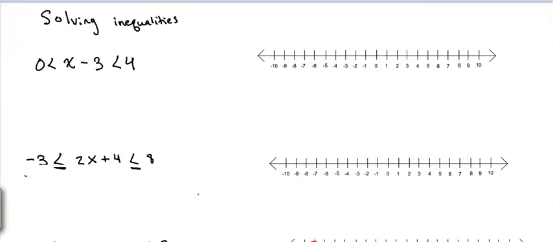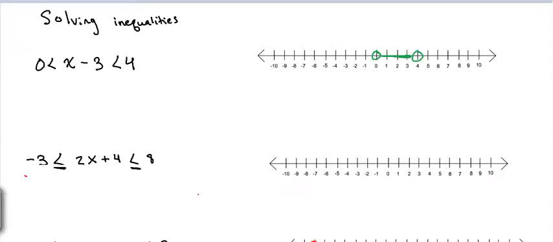So let's look at some inequalities and how we're going to go about solving them. The first inequality we have is 0 < x - 3 < 4. I'm going to just plot that whole equation on the graph, and that'll be in green here.